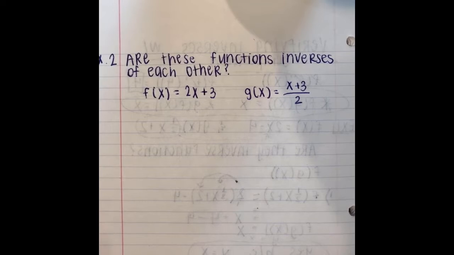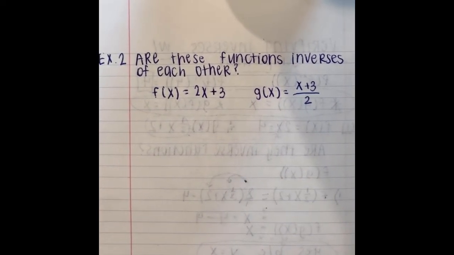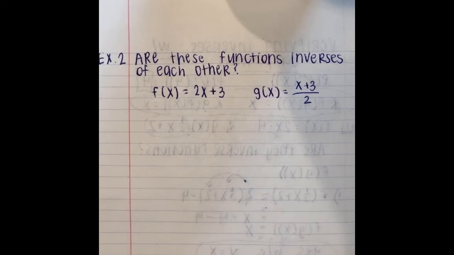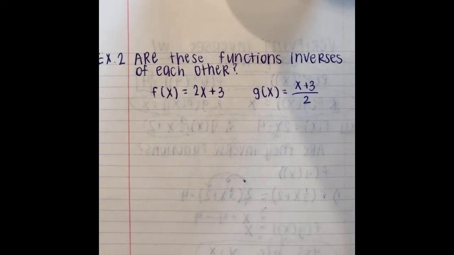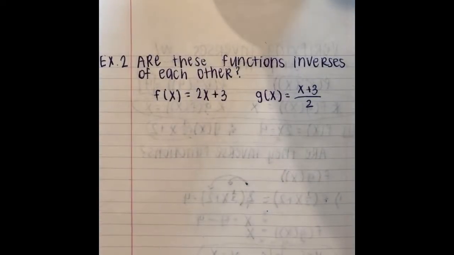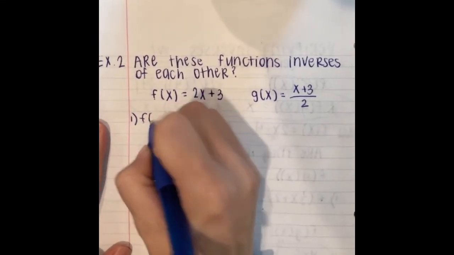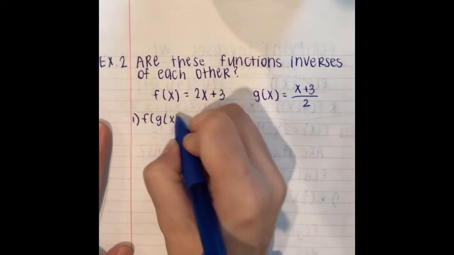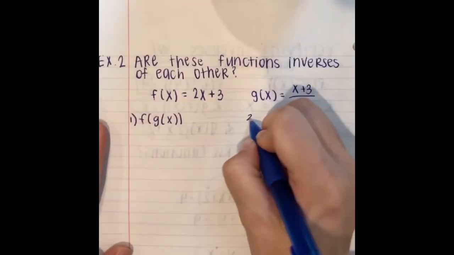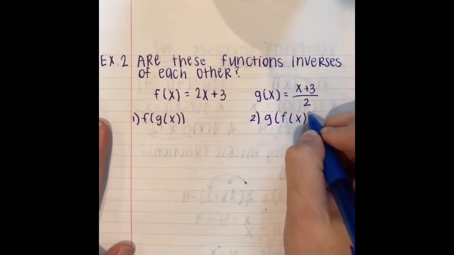Okay, let's look at another example. This one says, are these functions inverses of each other? And it gives us the function f of x equals 2x plus 3 and g of x equals (x plus 3) divided by 2. So we're going to check it both ways. All right, we'll do f of g of x, and we'll also do g of f of x.